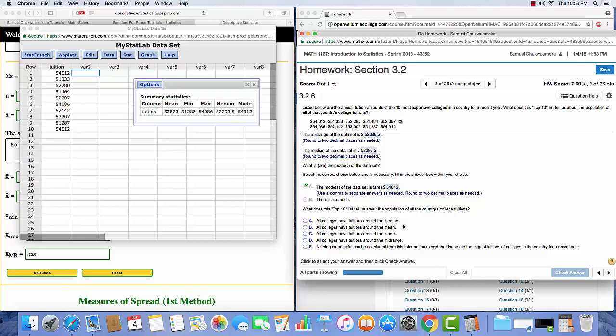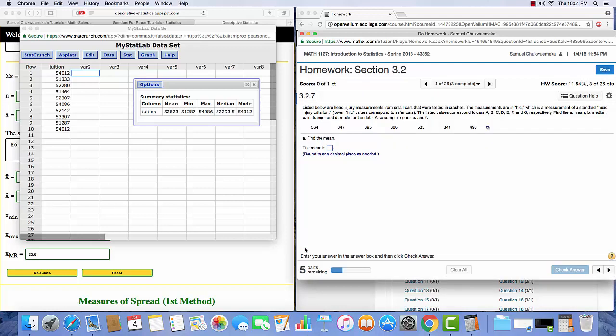Just like the similar question we did in question 2 that tells us about the top 10 salaries. So it doesn't give us the general picture. It doesn't tell us the general information about the tuition amounts of all other colleges in the country. So the correct option would be nothing meaningful can be concluded from this information, except that these are the largest tuitions of colleges in the country for a recent year. Okay.